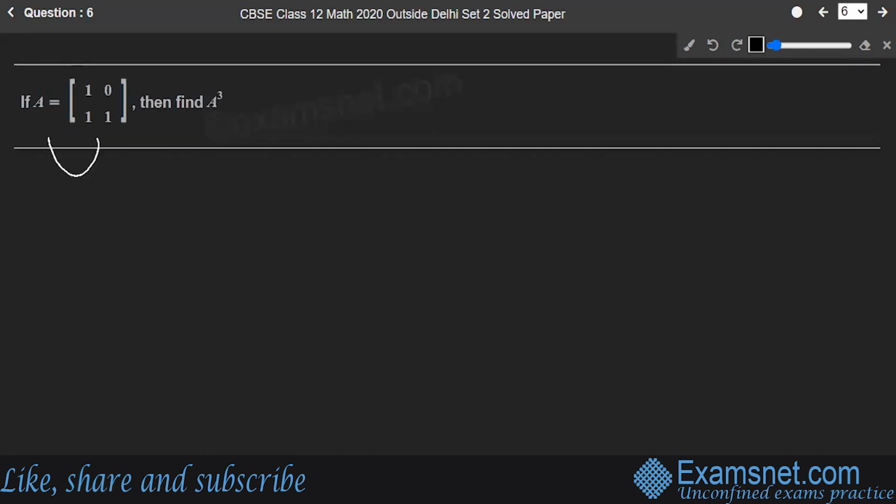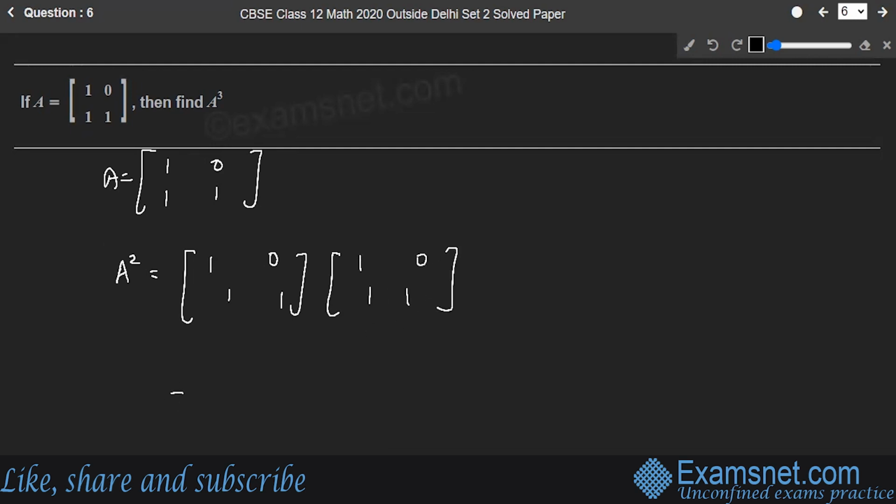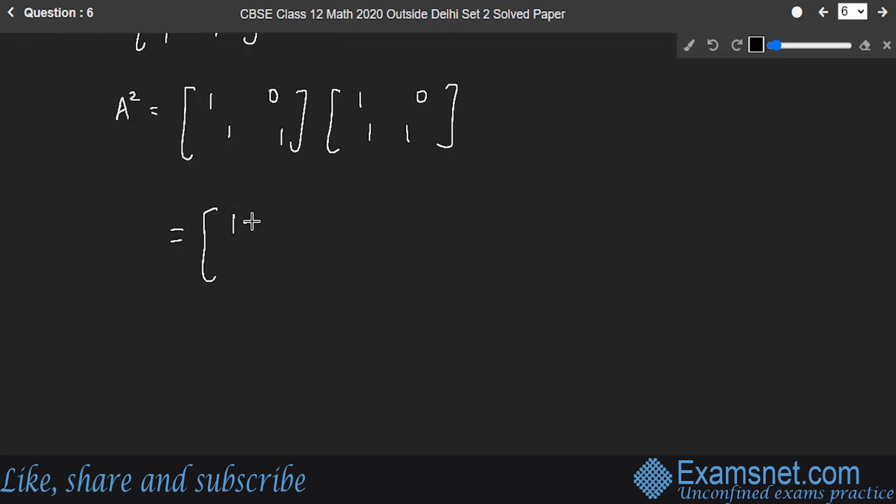Question number 6, if A is given by this matrix, then you have to find out A cube. Actually, this is really easy. It's a square matrix of order 2. So A is equal to 1, 0, 1, 1. And you have to find out A cube. For that, let's first of all find out A squared, which will be given by 1, 0, 1, 1 multiplied by the same matrix. So, you know the rules, first row, first column. So it will be 1 plus 0, 0 plus 0, 1 plus 1 and 0 plus 1, which is equal to 1, 0, 2, 1.